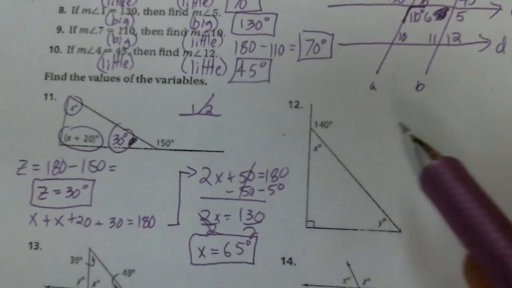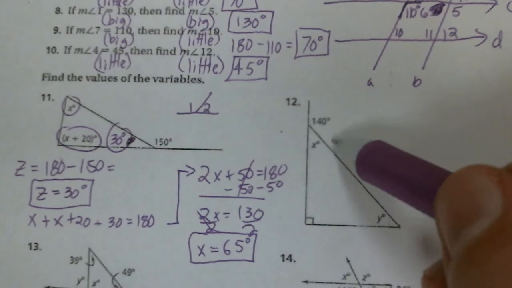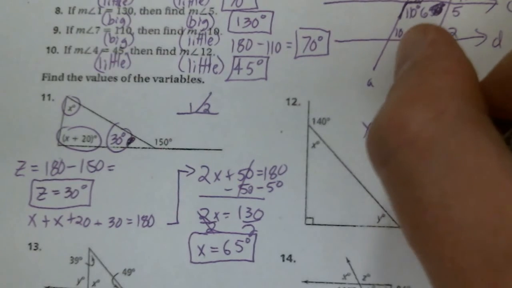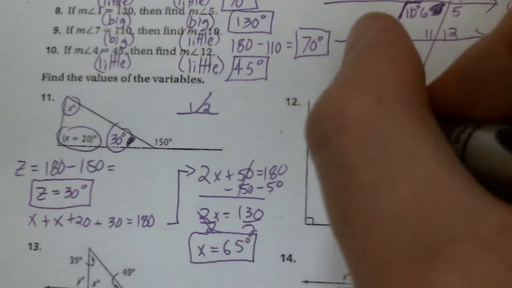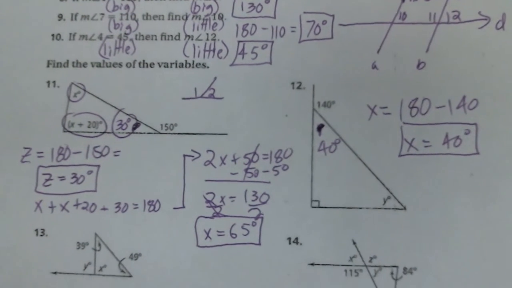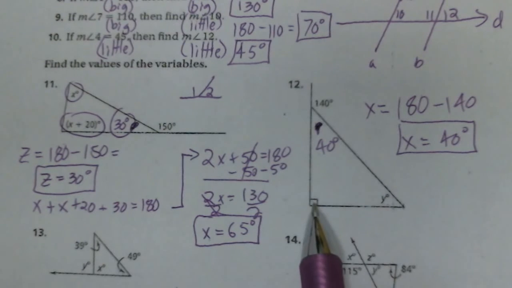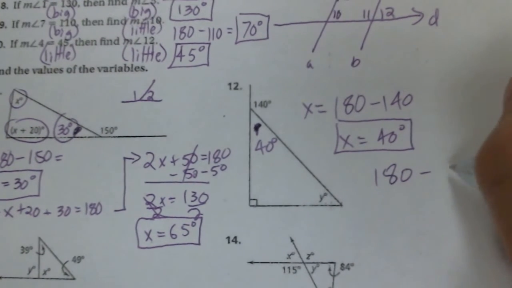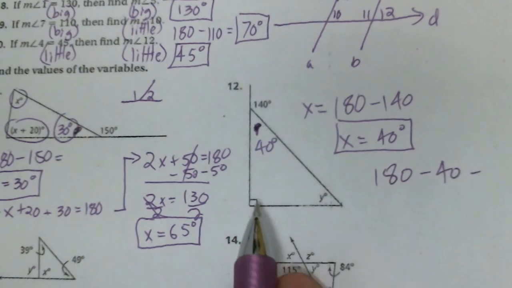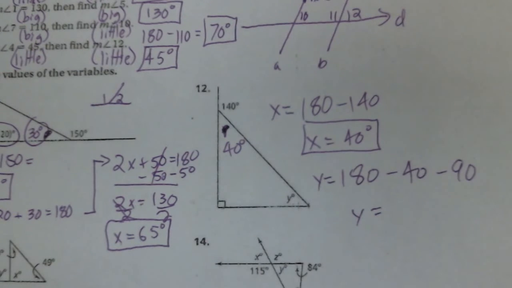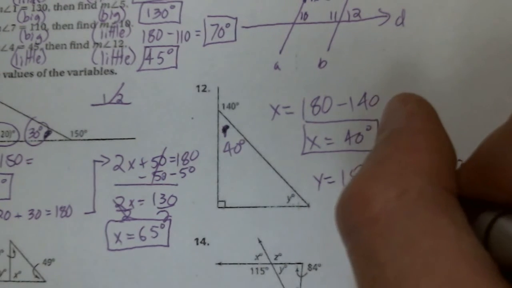Okay, number 12, same thing here. These two form a linear pair. They form a straight line, so I'll just do 180 minus the 140. So X is going to be equal to 40 degrees. So scratch that out, put in a 40. And then I know the three angles add up to 180. What does that little box mean? That little box means that they're 90-degree right angles. So I'm going to do 180 minus the 40 that we just solved, minus the 90 here, the right angle, and Y is going to be equal to 50 degrees.